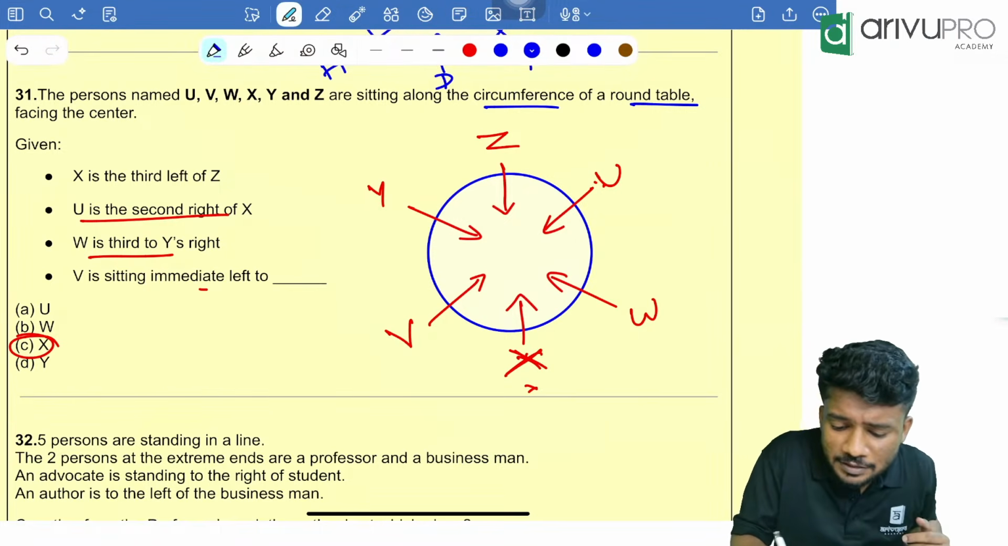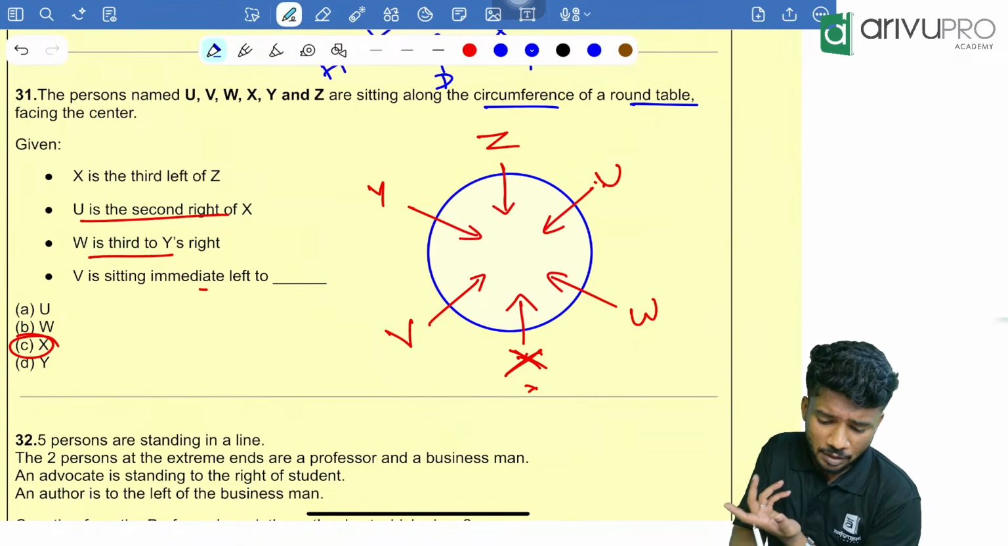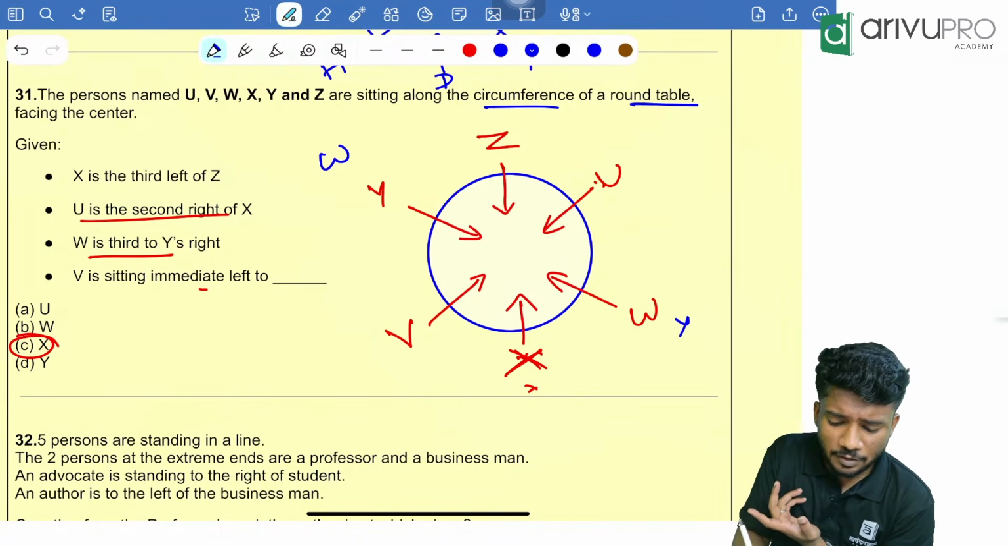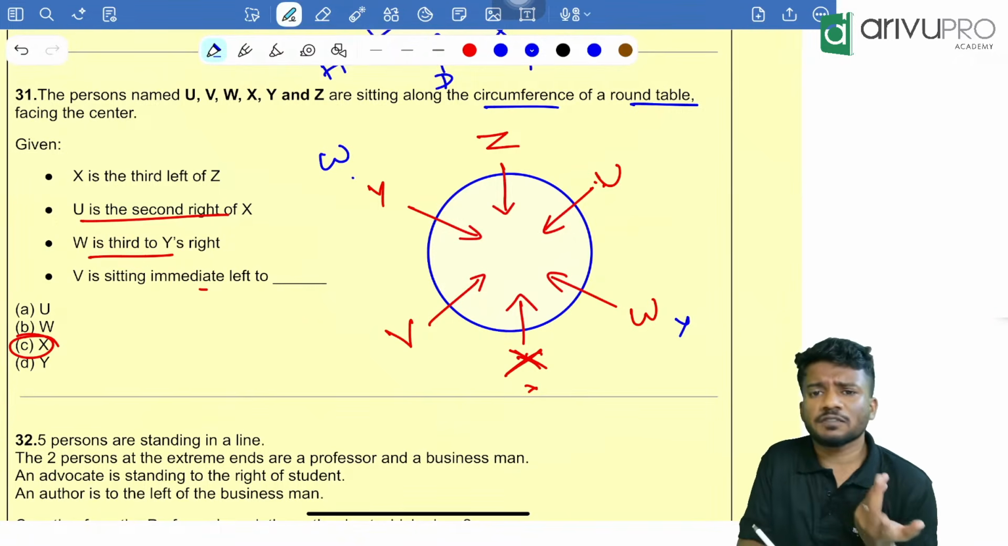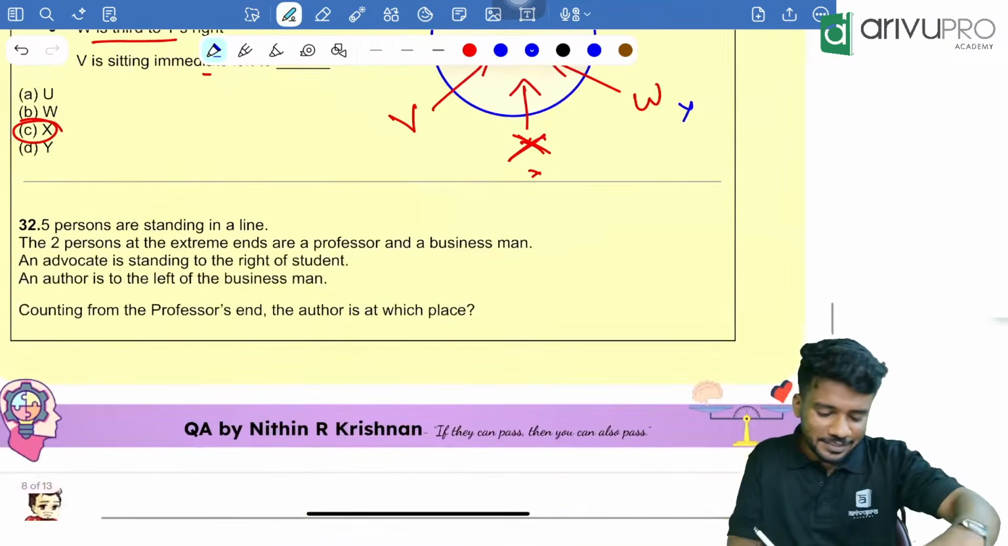Now some people will say, why can't Y sit somewhere else? For example, if Y sits over here, W will be over here. If Y sits over here, W will be over here, and we will anyway be in the same position. The answer will not change. Perfect. Option C is the answer.